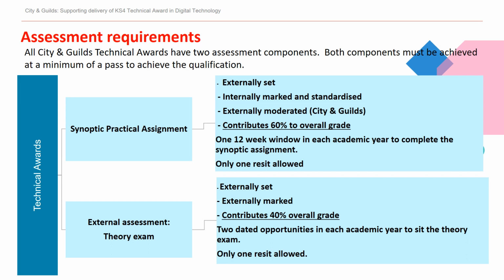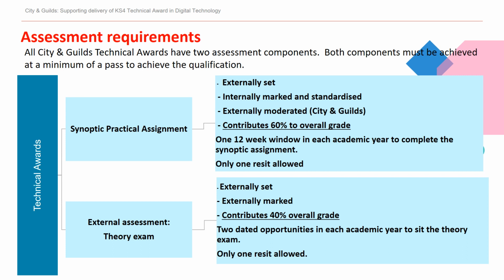As you can see, the Synoptic practical assignment contributes 60% to the overall grade, and while it is set by City and Guilds, it's internally marked by yourselves and then moderated by City and Guilds. There is a 12-week window in which the practical assignment can be taken. However, it is only over 20 hours, so you can schedule it as you need during classroom hours. There is a resit opportunity, but it would have to be in the following academic year.